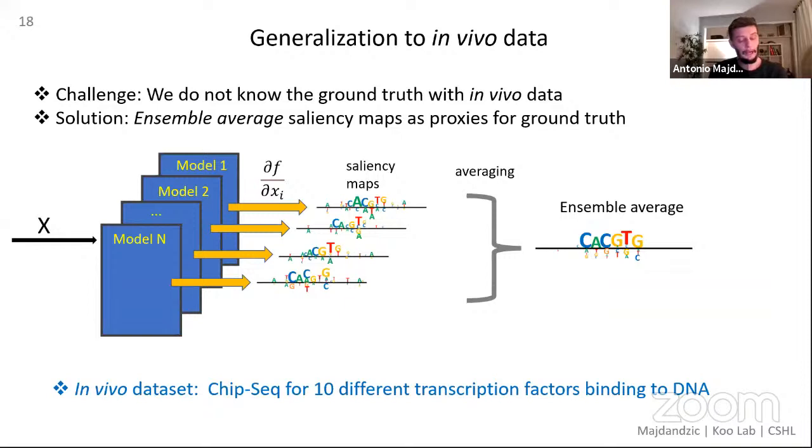Now we are ready to test how our correction works with in vivo data. In vivo, it's a little bit problematic because we do not know the ground truth. So we resort to using an ensemble average of the saliency maps across many models as a proxy for the ground truth. We are assuming that ensemble averages provide more reliable attribution maps compared to any individual run. We study 10 transcription factor ChIP-seq datasets framed as a binary classification task.